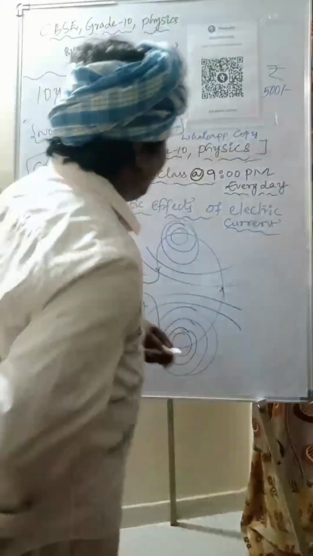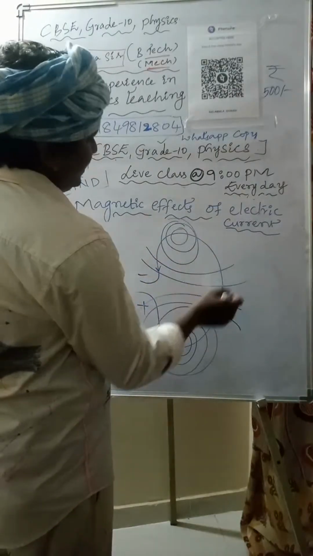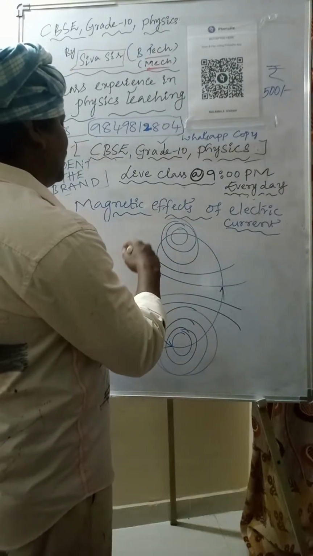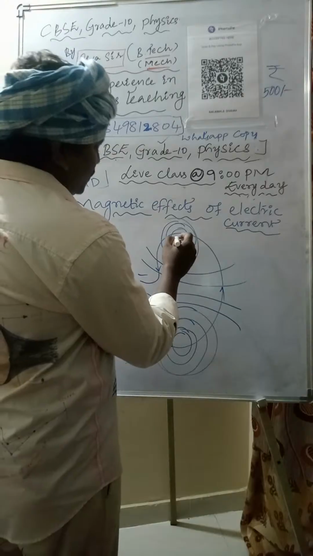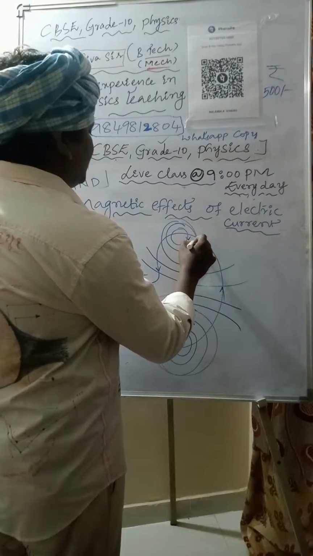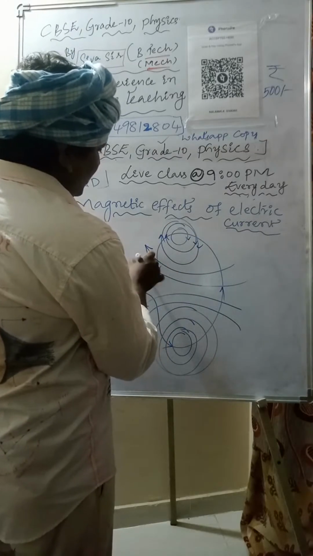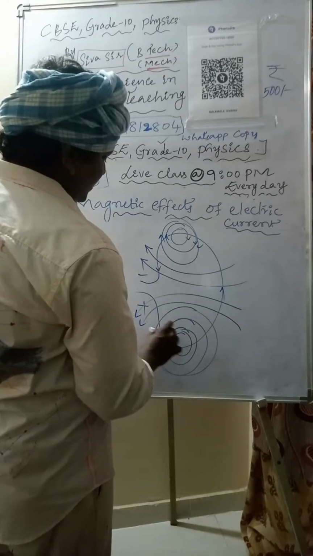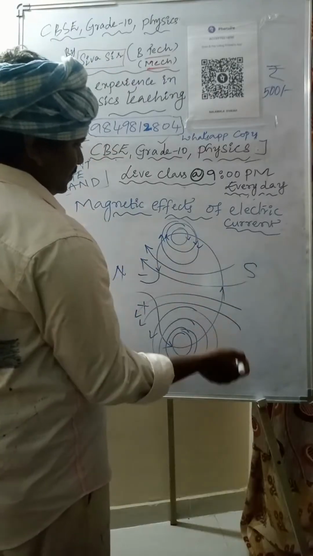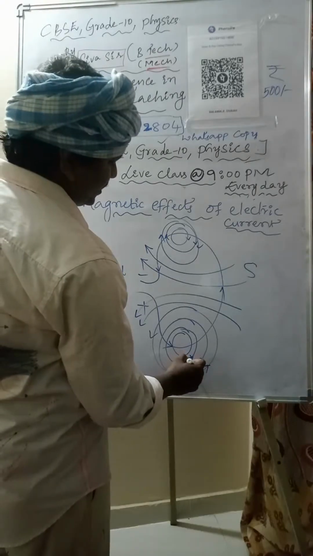Okay, done. So now I am considering current is passing like this, positive terminal to negative terminal. So here the magnetic field will be there. In this case, it will be like this. The magnetic field will be leaving this side and leaving this side. So this is north and this is south, because the magnetic field is reaching to this one.